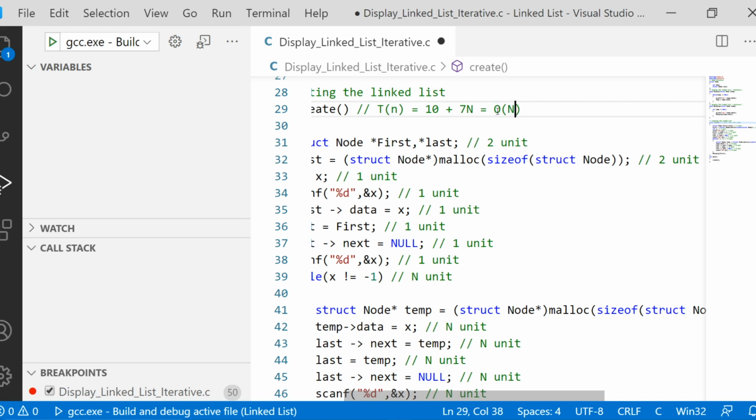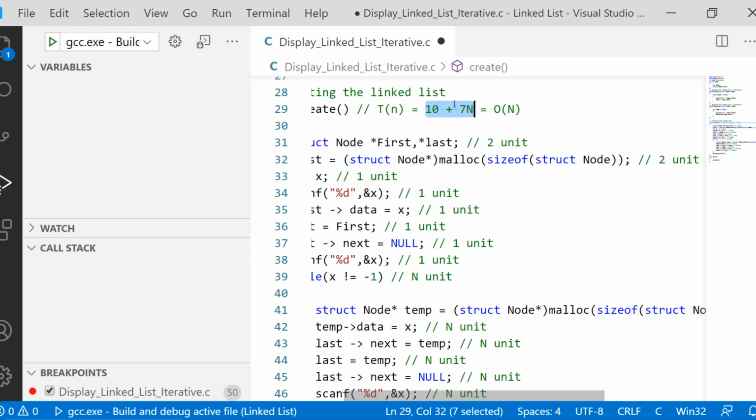What is order of n telling you? What is this function telling you? You can just take this simple function. What is this mathematical function telling you? This mathematical function implies that the growth is going to be linear.